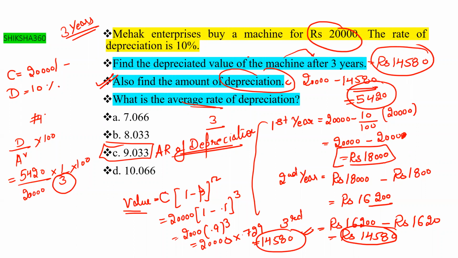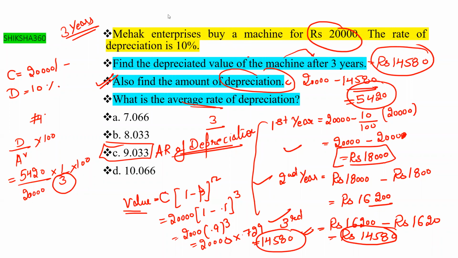So we will calculate the depreciation year by year, and after that we will find how much value is left after 3 years, clear? Second is what is the amount of depreciation. Here we have to subtract the value after 3 years from the original cost. After the subtraction, we will get the amount of depreciation, clear?